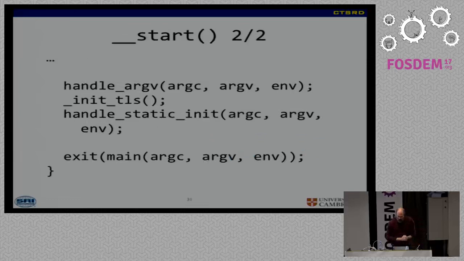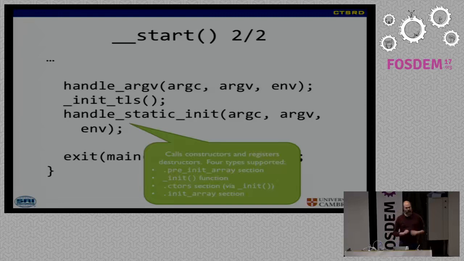So out of init TLS, we're going to return to _start. And this handle_static_init function is responsible for calling all the initializers at program startup. Through a variety of historical accidents and inability to deprecate functionality, there are four different ways to call a bit of code to initialize something in your program. There's an array of function pointers called the pre-init array, which presumably exists because of the init array that you see at the bottom. People realized they needed to do things earlier.